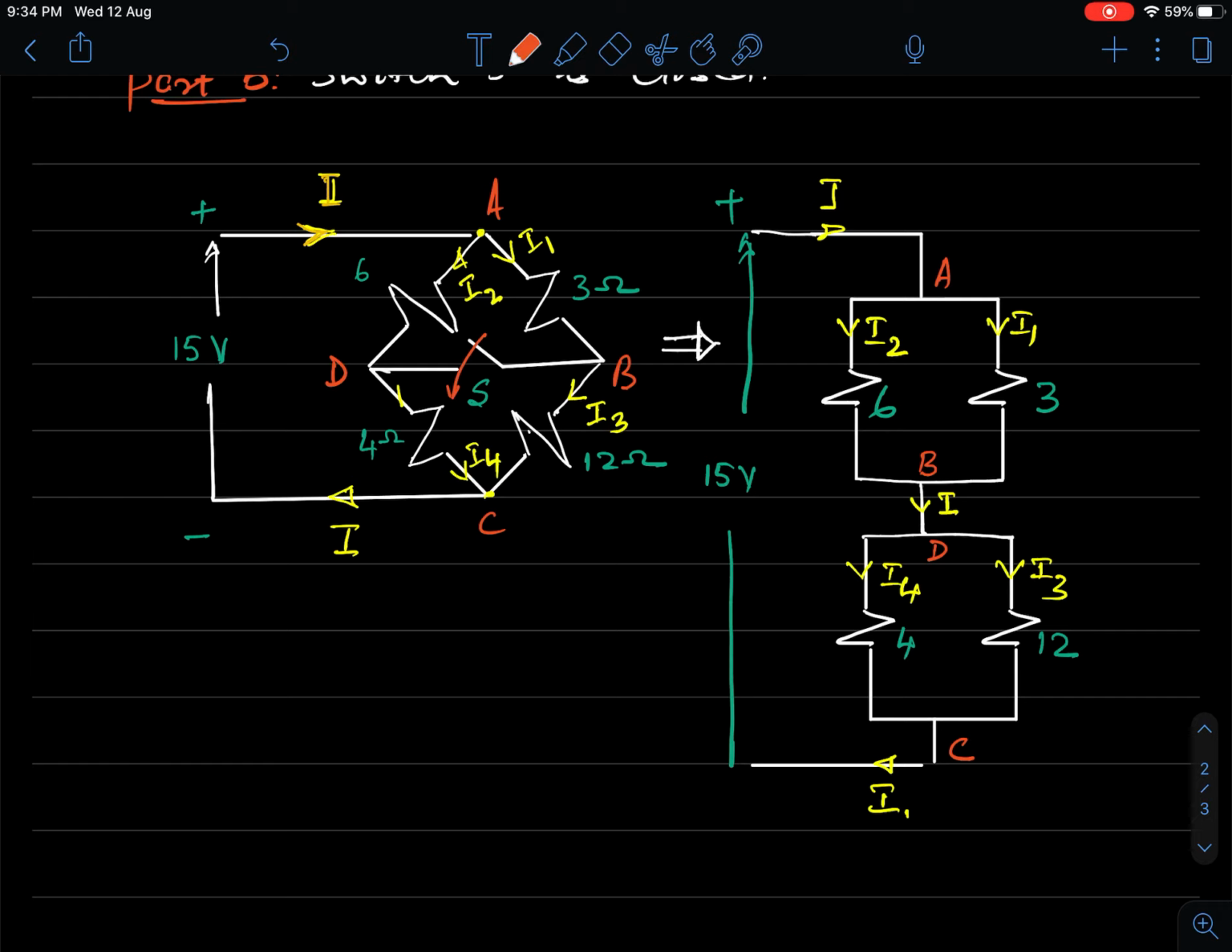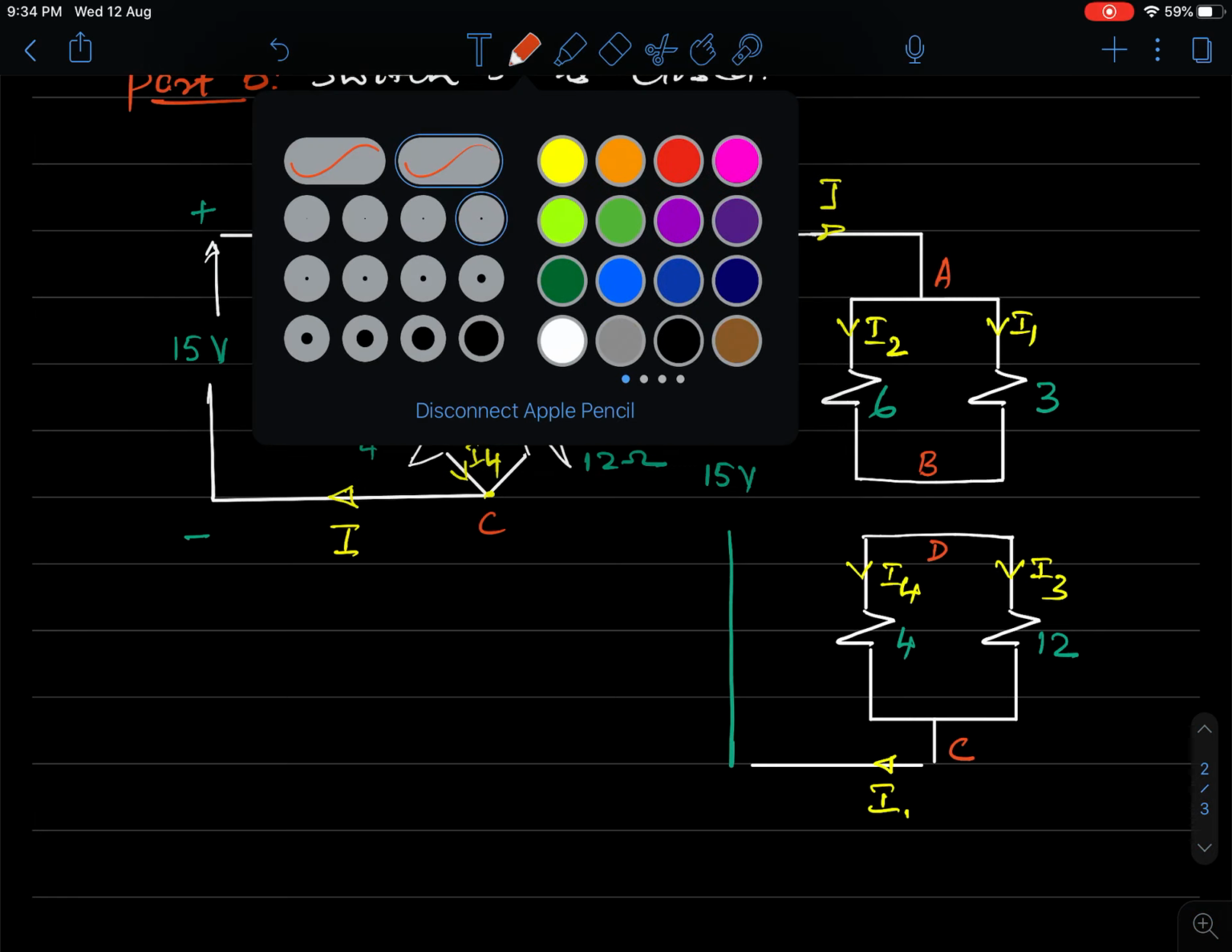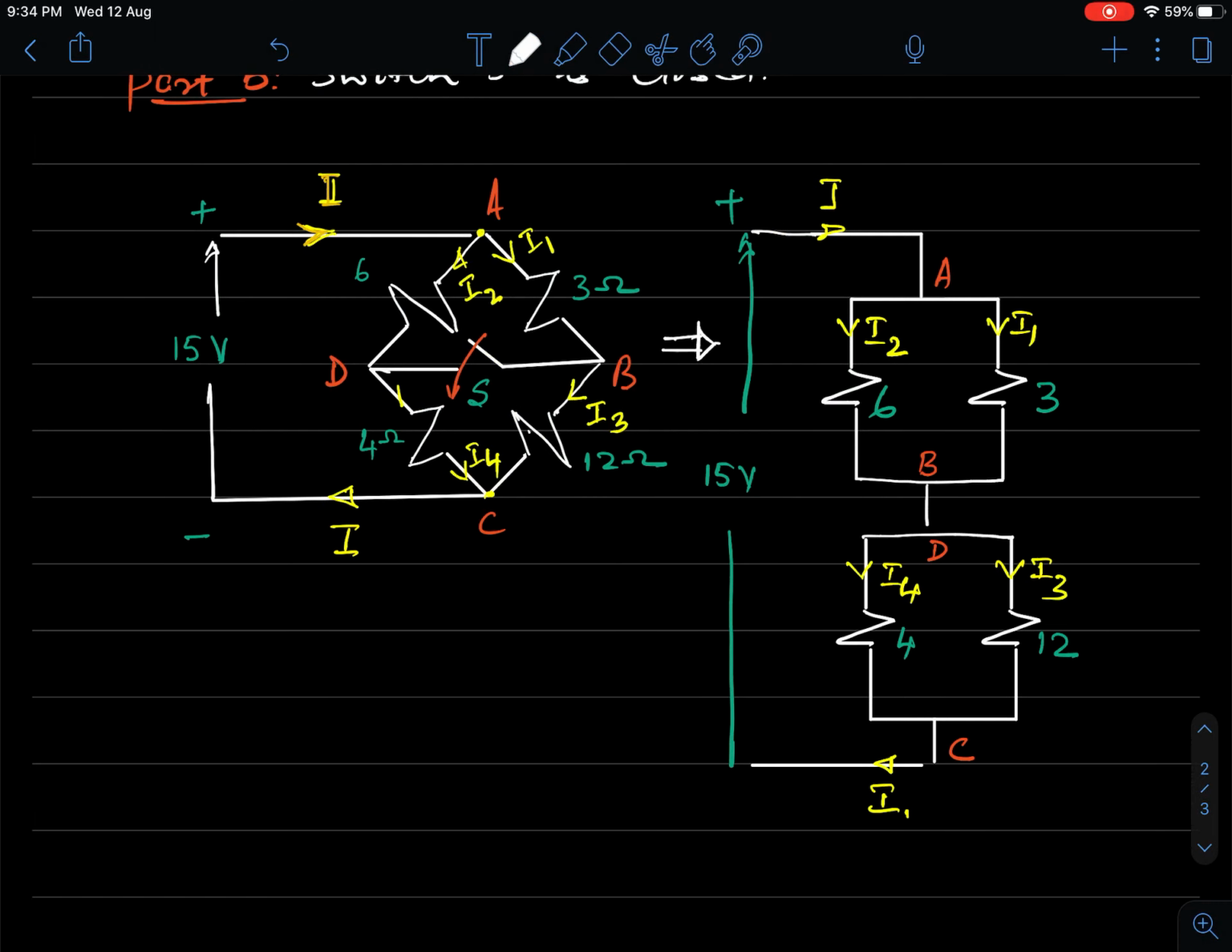All right. Now that these two, B and D, are the same node, it would be proper for me to call this I. What I mean is, the two nodes are the same. You can call that point B or D. They're together.